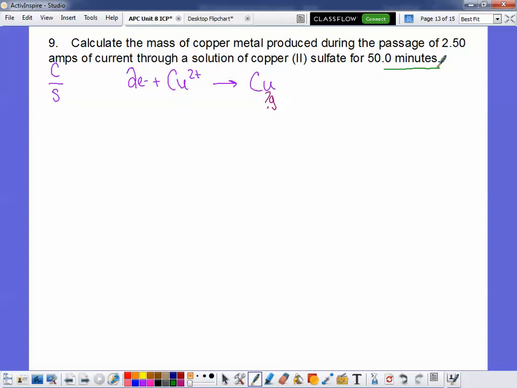We're going to be going from minutes to grams using things like the amps. And where else have you seen coulomb? The Faraday constant. So let's start with 50 minutes. What do you think we need to get minutes to? Seconds. How many minutes in a second? Or how many seconds in a minute?